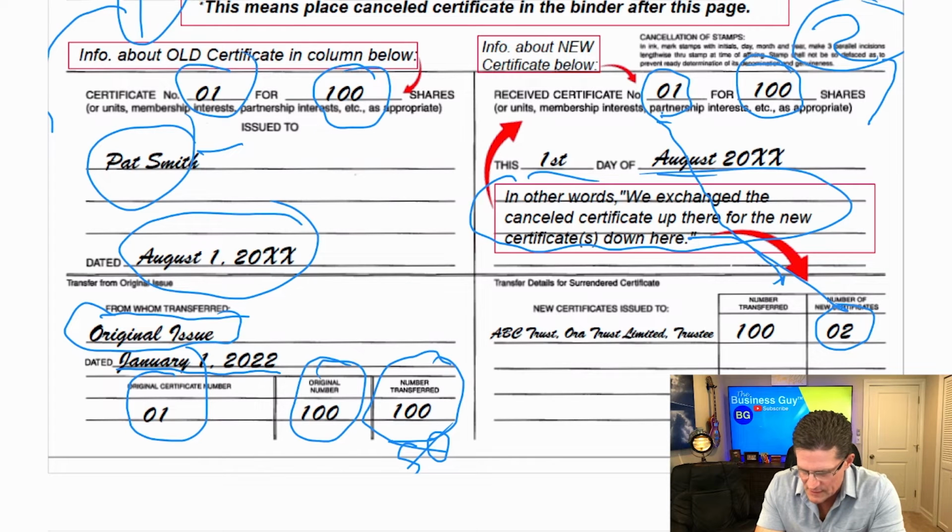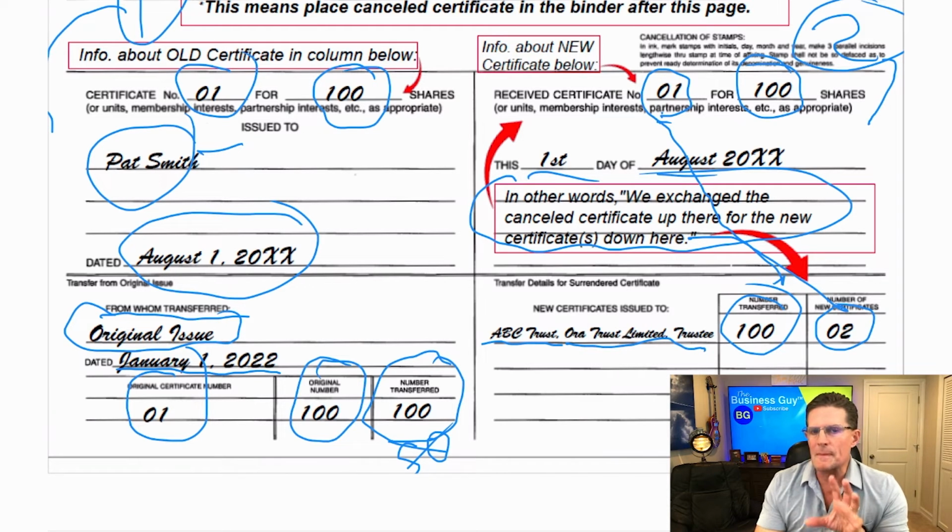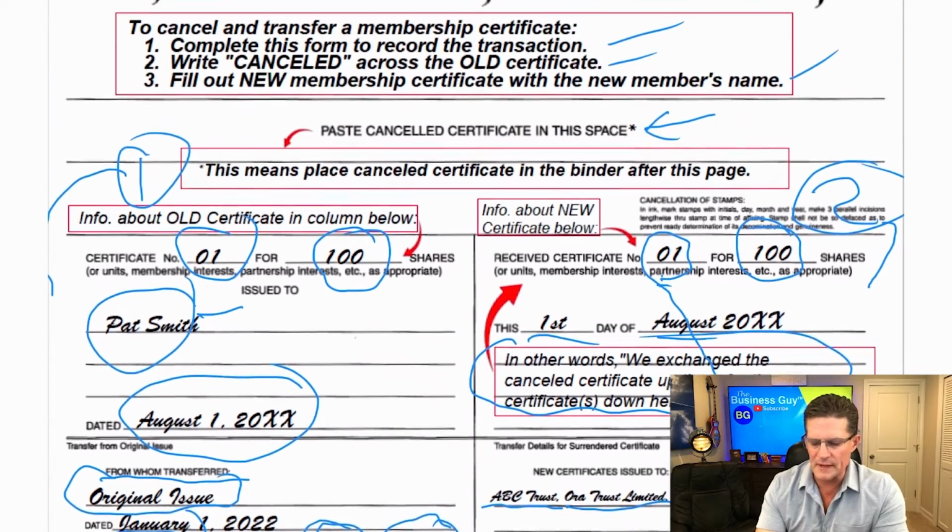This new certificate is issuing 100 units of membership interest to ABC Trust, comma, or a trust limited trustee. So if the membership in the LLC is being transferred to a trust, you name the name of the trust and you name the trustee's name. Now we've completed the transfer log.